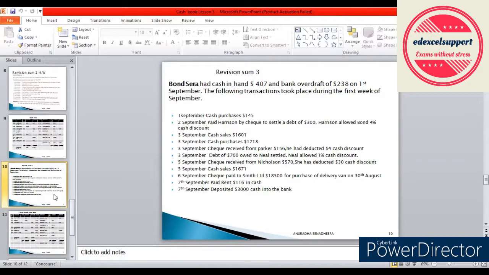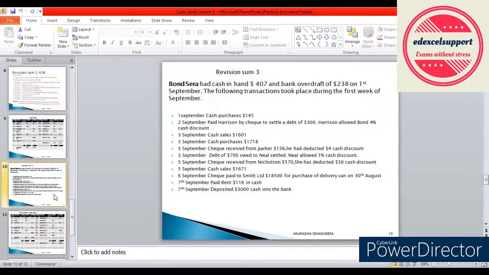5th September, cash sales 1,671. 6th September, check paid to Smith 18,500 for purchase of delivery van on 30th August. 7th September, paid rent $116 in cash. Again, deposited 3,000 cash into the bank. So that's the sum. We go and see the answer.